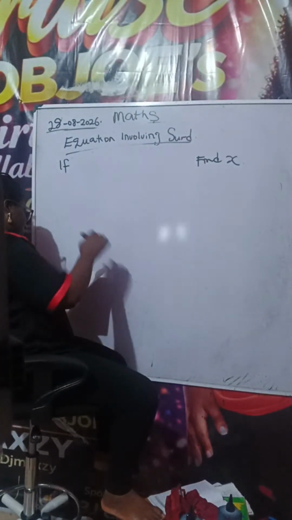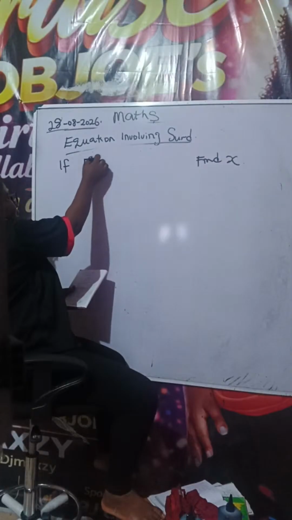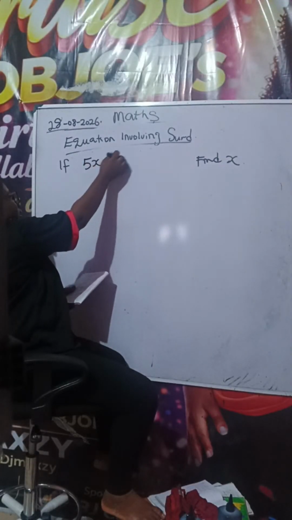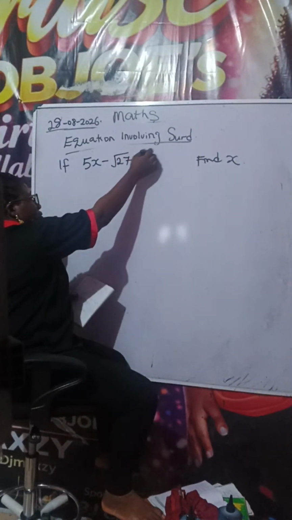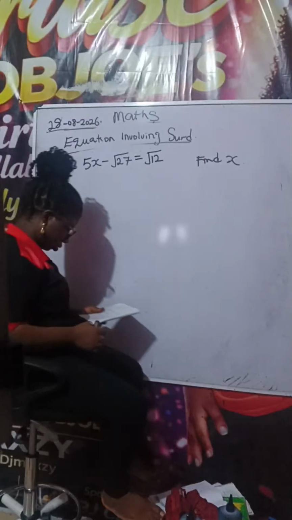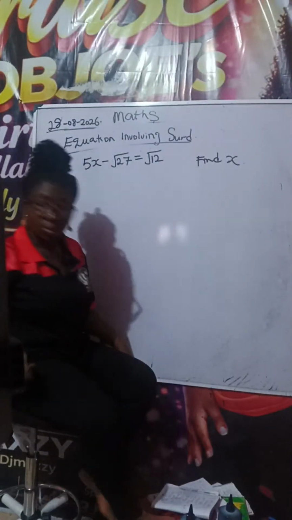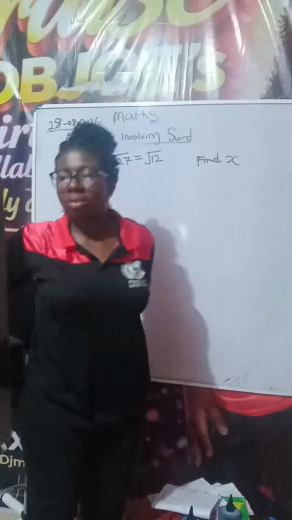So look at this. I have 5x minus root 27 is equals to root 12. So what are we going to do? Everybody, look at this question. So what do you think we are going to do first? So what do you think we are going to do?